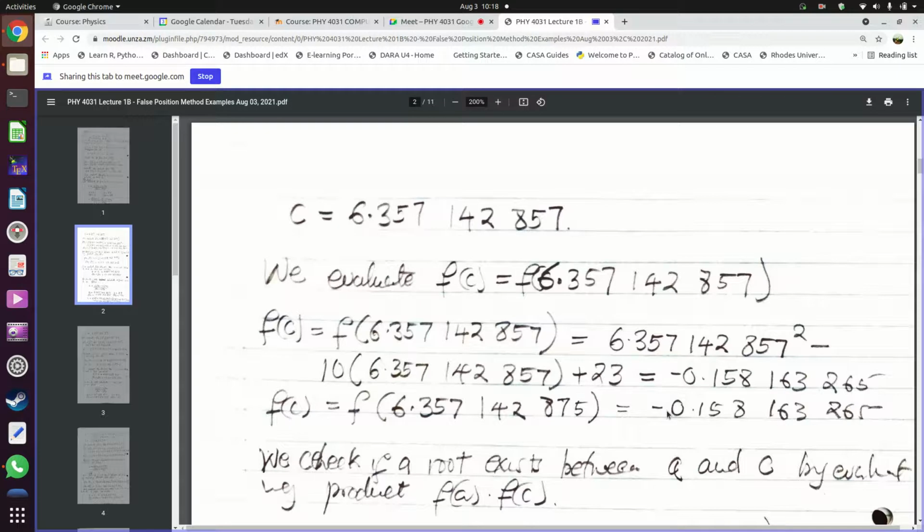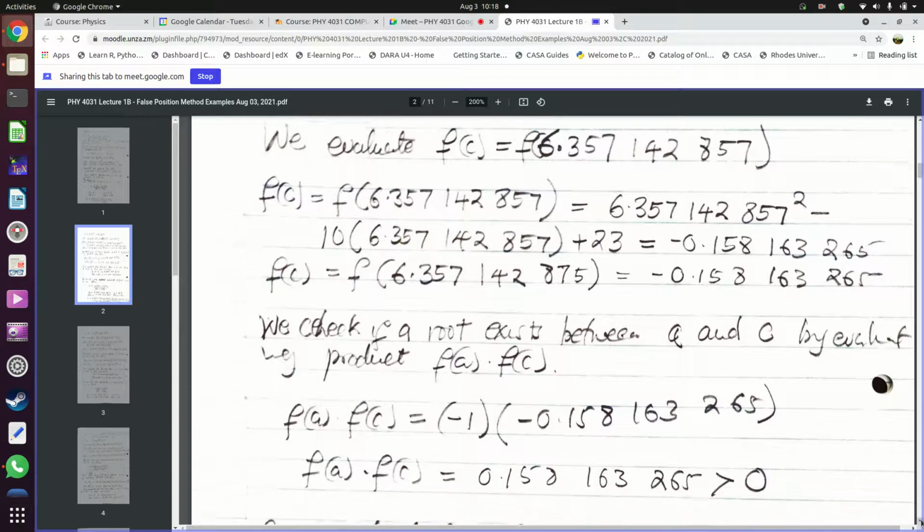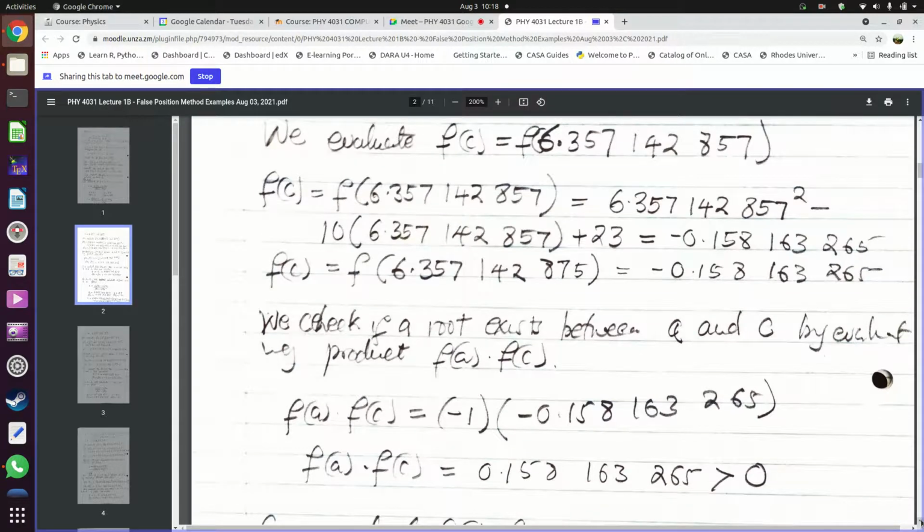When we were coming up with the formula, what we agreed to be a solution was a value of C which would make our function approximately equal to 0. So in this case, as you can see, f(C) is minus 0.158163268. The other thing we do, apart from finding our C, which is not very good in this case, is check whether there is a root between our A and our C.